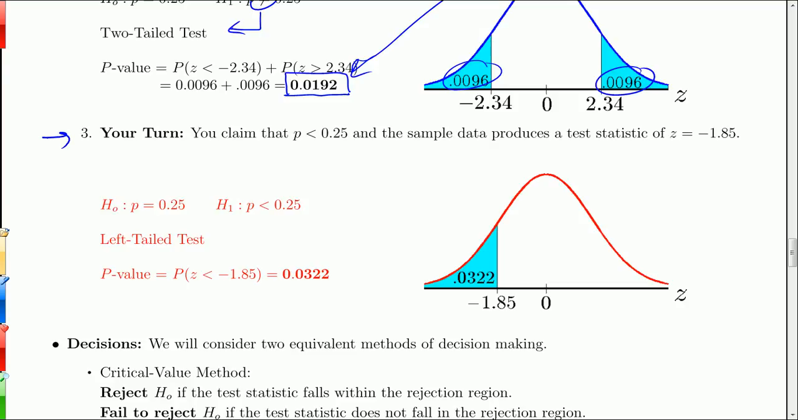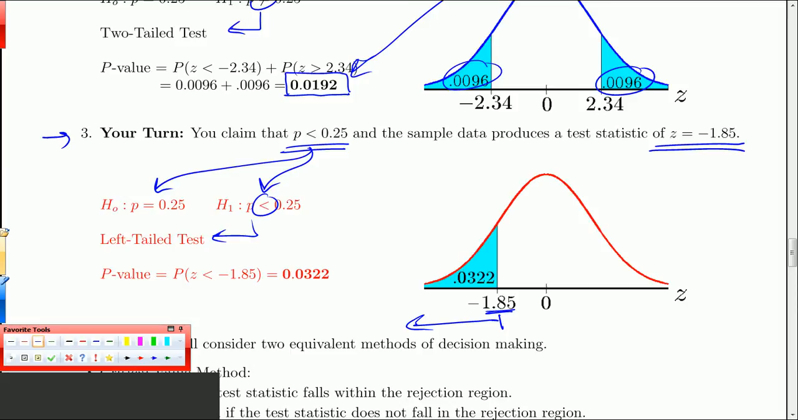Your turn. You claim that some population proportion is less than 0.25, and the sample data produces a test statistic of negative 1.85. To get the null hypothesis, I impose an equal sign, and the alternate gets to support the claim. Because of this less than sign, this is a left-tailed test. And so if this is my test statistic, in a left-tailed sense, anything to the left of negative 1.85 is more extreme than negative 1.85. So I just need to find the area under the curve to the left of negative 1.85.